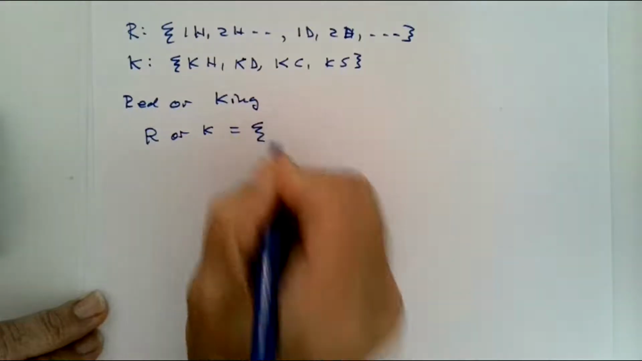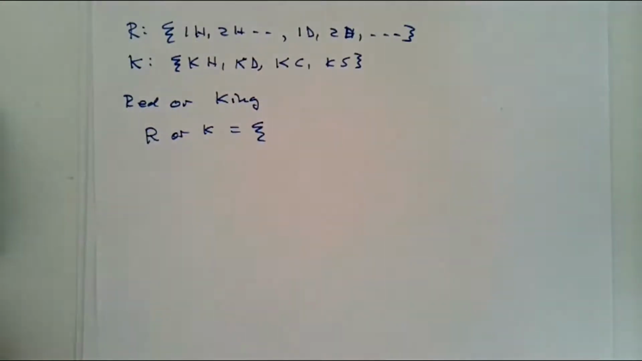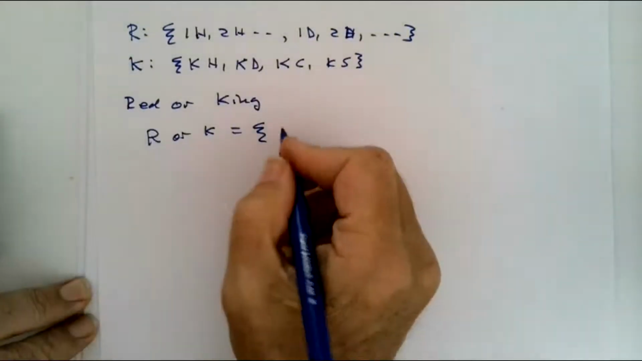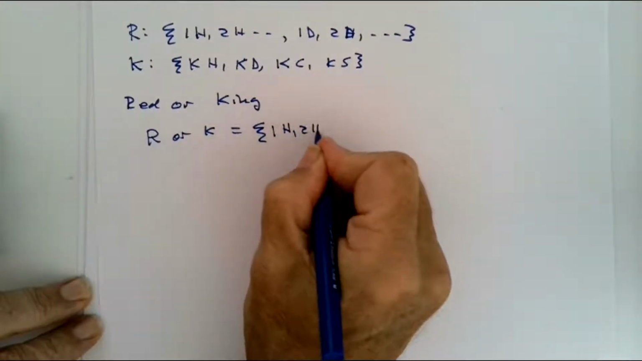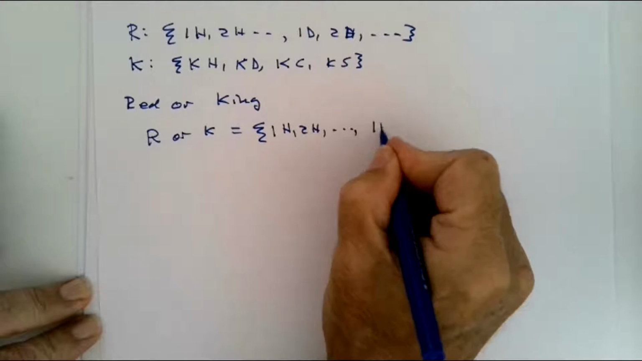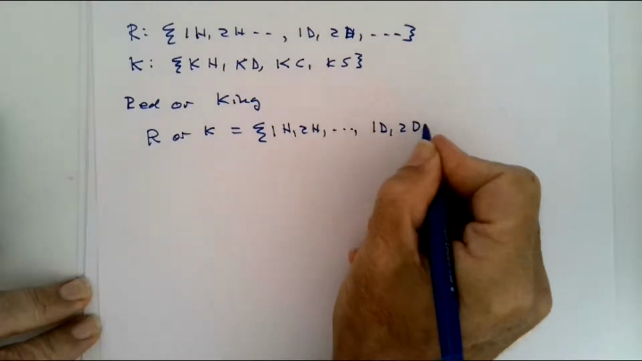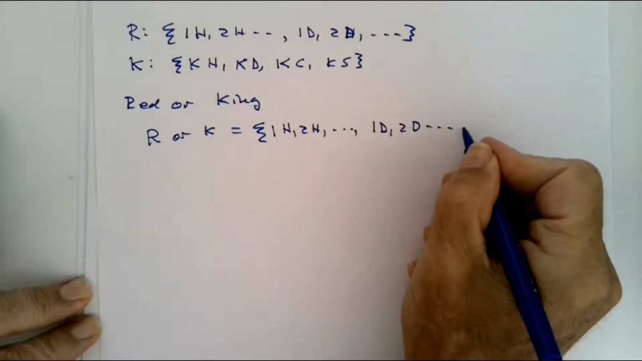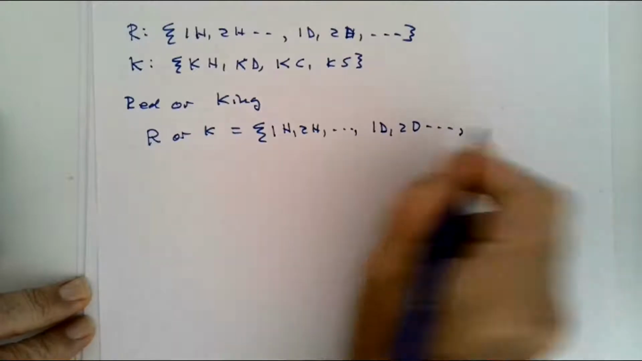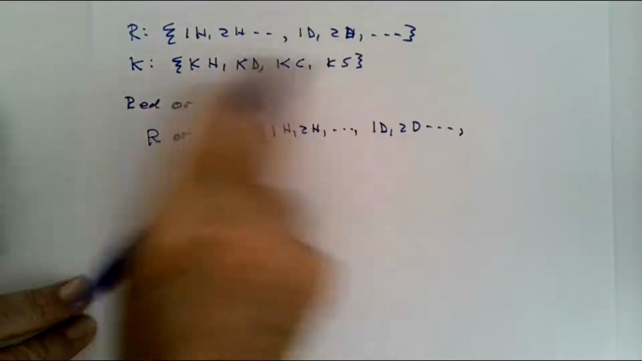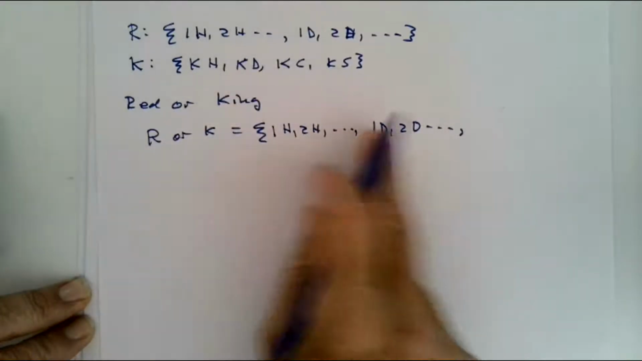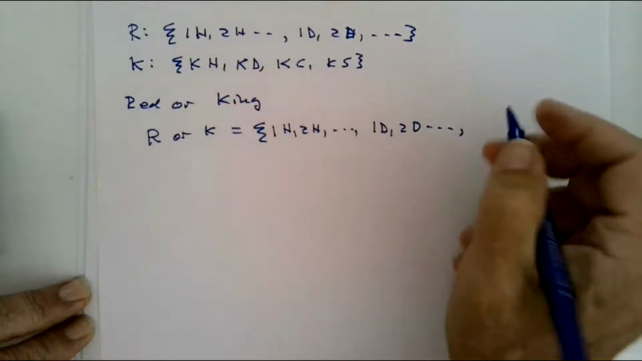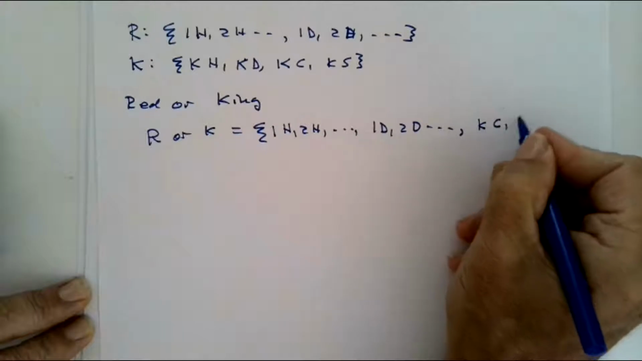Who is in the R or K group? Well, everybody we had in the R group, so all 26 of those. So 1 of hearts, 2 of hearts, 1 of diamonds, 2 of diamonds, all of those. And then once we're through all those, we also have 2 other ones that are not in that group. What do I have in the king group that was not already counted? Well, king of hearts was in the first group. King of diamonds was in the second. So king of clubs and king of spades are added in.